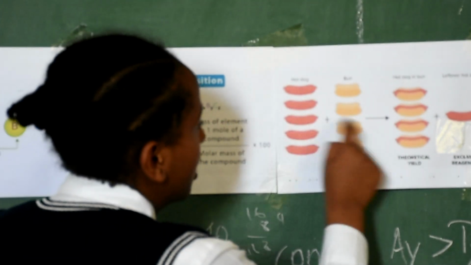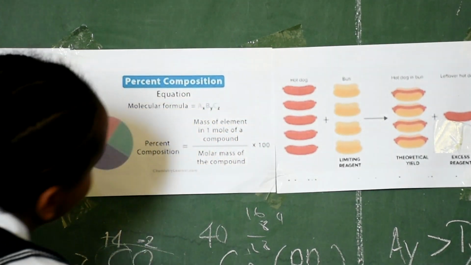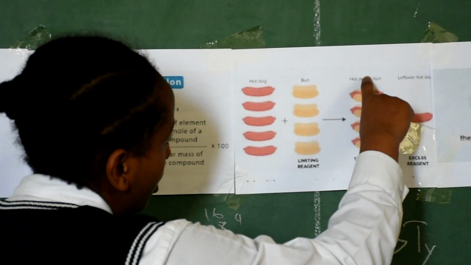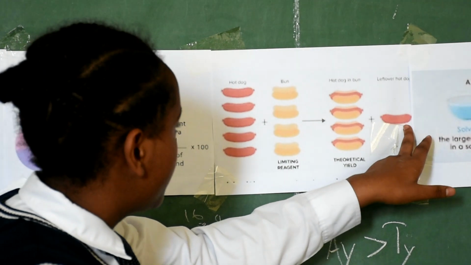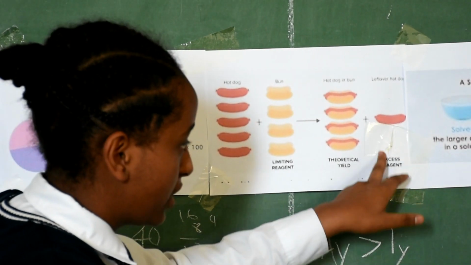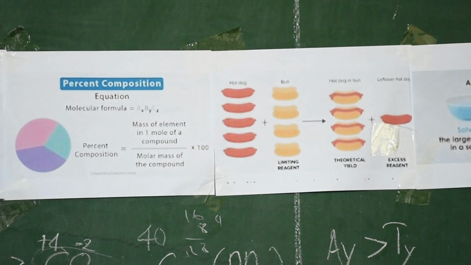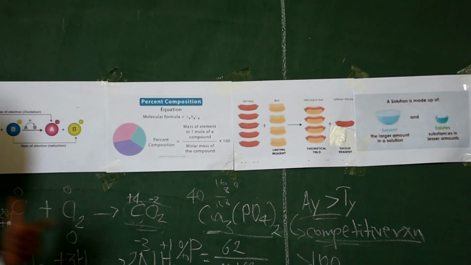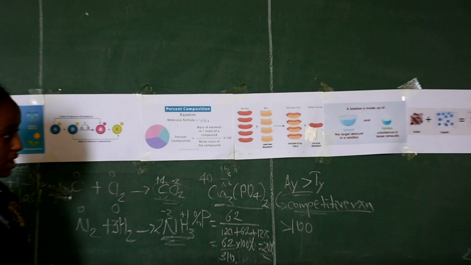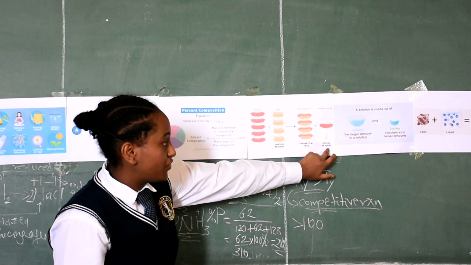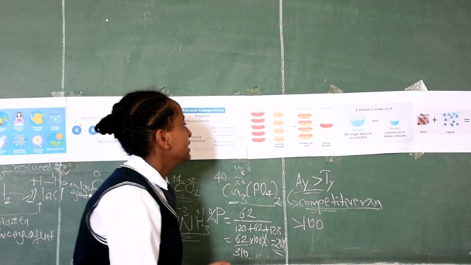So when we combine the hot dogs with the buns, we get 4 hot dogs in buns. But one of the hot dogs is left, which is the excess reactant. The excess reactant is the one that is found in an excessive amount, more than the necessary amount, and we can use the completely consumed limiting reactant to calculate the theoretical yield.